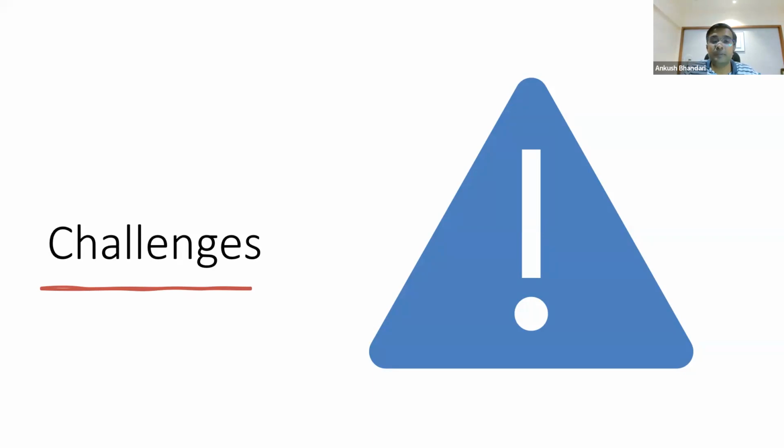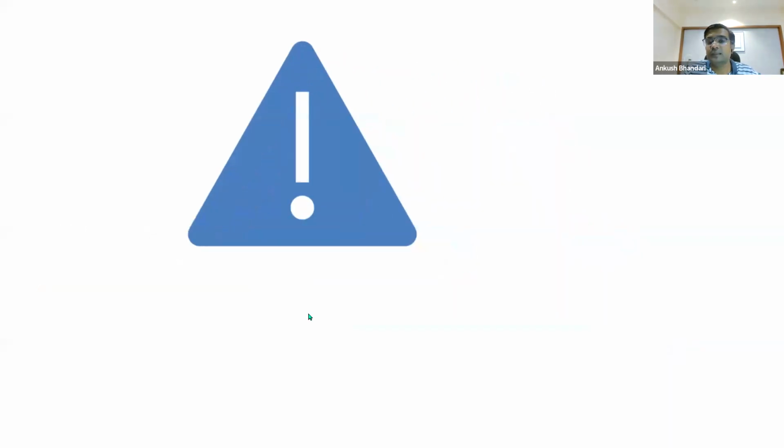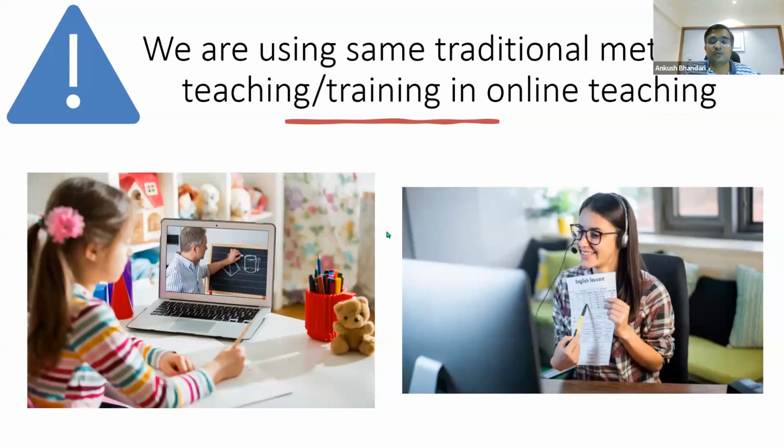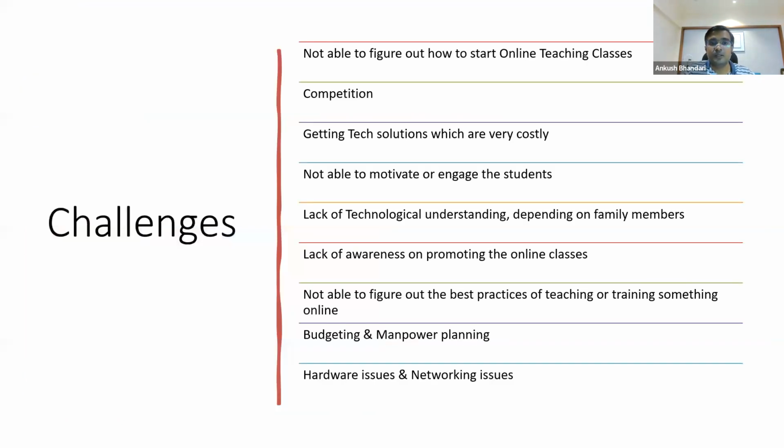So let me summarize those issues. The first issue is from our end, from the end of teachers. Though we are taking online classes, most of the teachers are using the same old traditional method of teaching. Generally, we keep a blackboard or a board in our home, put a web camera in front of it and start taking the class. So the first issue is that we are opting for the same old teaching method even in online teaching.